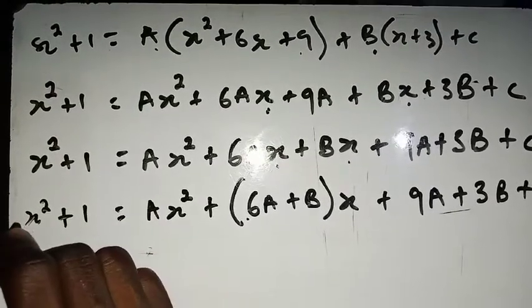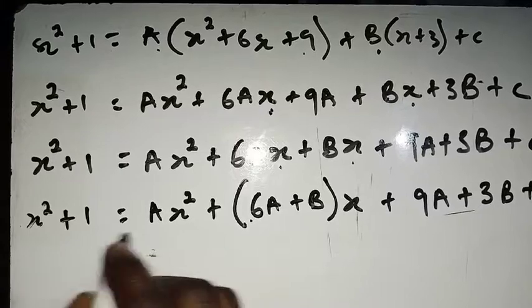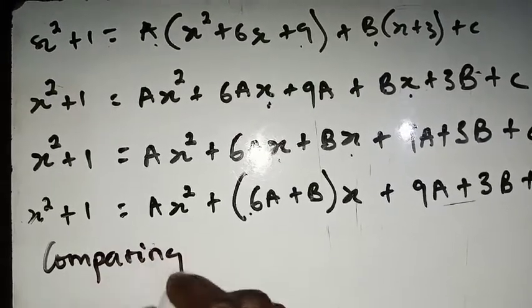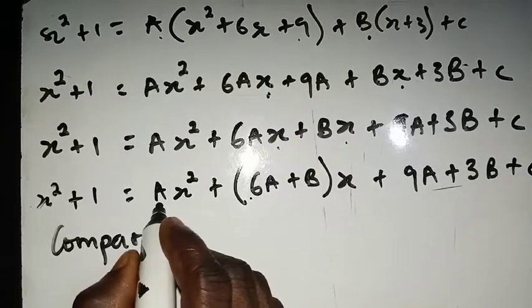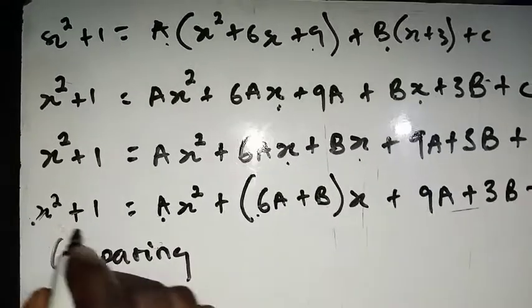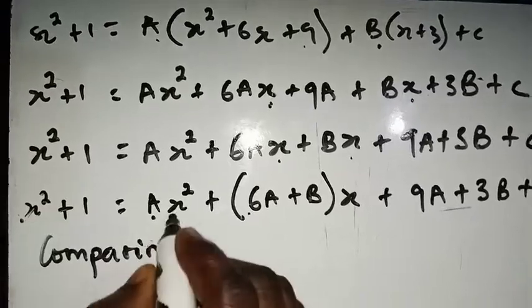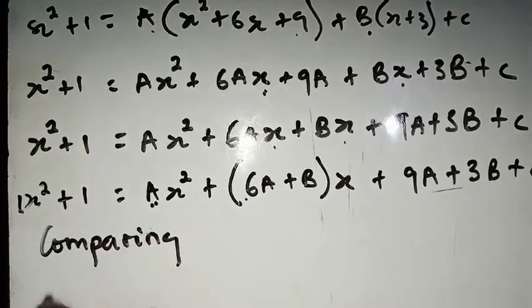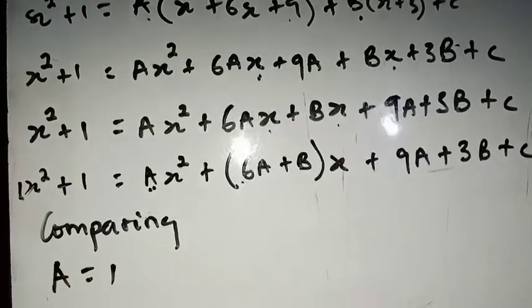So the number for this one, the coefficient of x squared, is just 1. By comparing, we are doing some comparison here, it means that this a here is equal to 1. The reason is that there is an x squared here, so the number here, which is 1, and this term is carrying the a. That tells us straightforward that a is equal to 1.